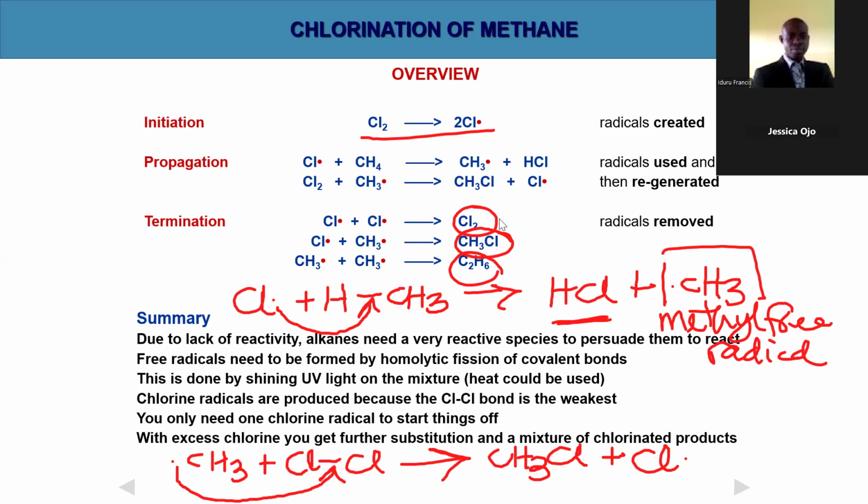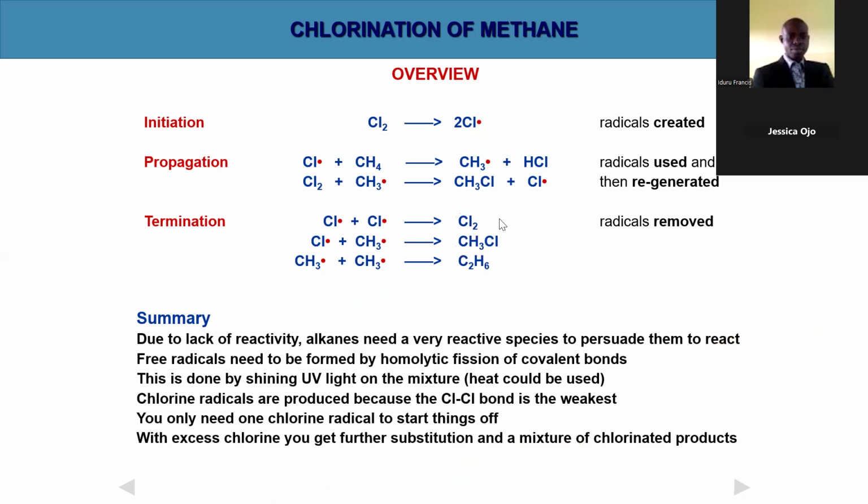So then we have the termination step now. The termination step, like I said, there are three of them. To stop the reaction, the first thing that must come to your mind is that the radicals, if you can remove them, then the reaction will stop. The radicals are this one and this one. So the two free radicals there. If you can remove them.